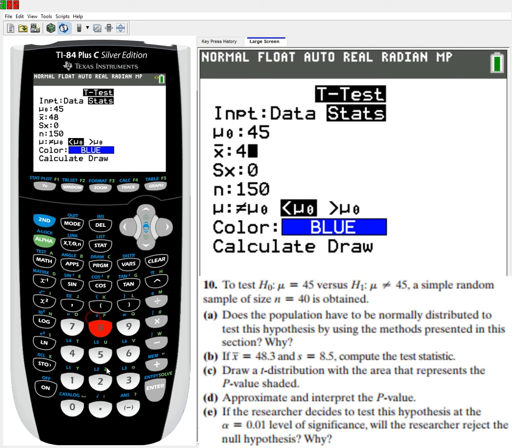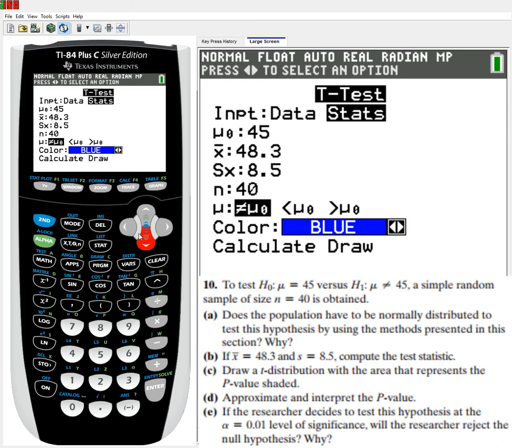And we have x bar and sx given to me in part B. We have 48.3, and we have 8.5. And our sample size, also given to us at the beginning of the question, is 40. Lastly, for our alternative hypothesis, we want to look at not equal to. So we're going to make sure that's checked. Now we can calculate this and get all the information, but I'm going to draw it instead, which should give us the same information as well.